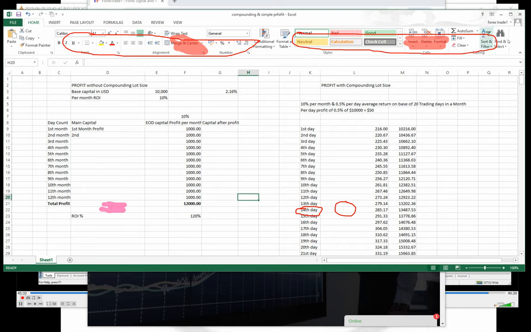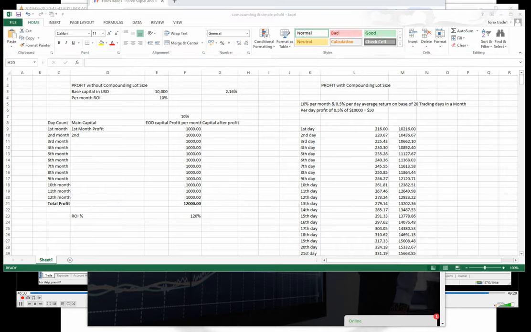Let me take you here. This is the Excel sheet that we have prepared just for the understanding that if the client trades with the main capital, say for example 10,000, and the monthly ROI, return on investment, let us say for example 10%. So the first month he will earn 1,000 over the capital of 10,000. Again the second month 1,000, third month 1,000, and so forth on.